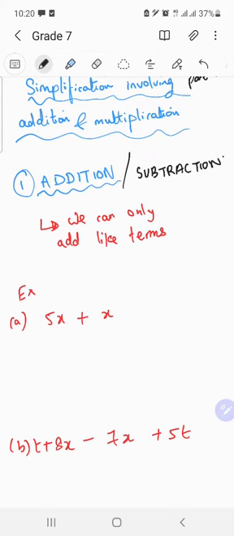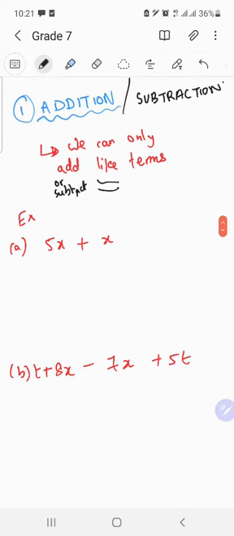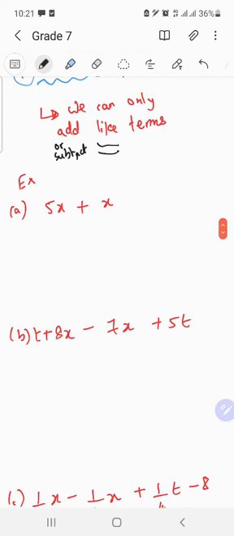So algebraic terms we can add and subtract only if they are like terms. We can only add or subtract like terms. For example, let's say you have 5x plus x. The first thing that you have to make sure is that they're the same family. So there's the family of x and family of x. So it's okay, we can add.